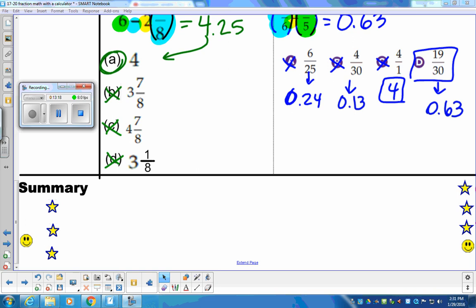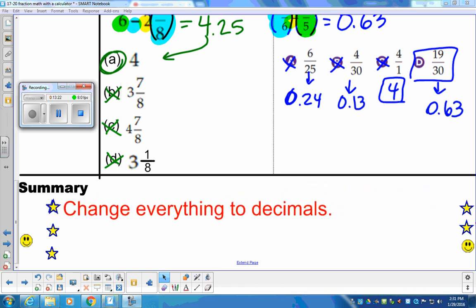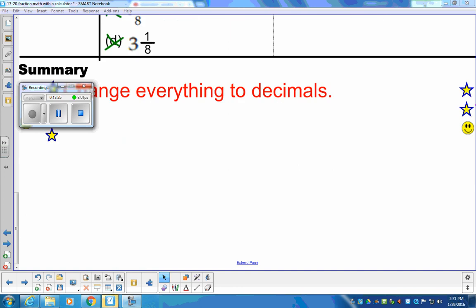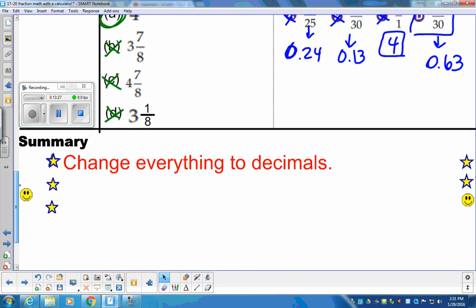Our goal today in the state of Minnesota is to be able to just use a calculator. There's a bunch of fractions in there, so our first goal is to be able to change everything to decimals. That's our first goal. Change everything to decimals.